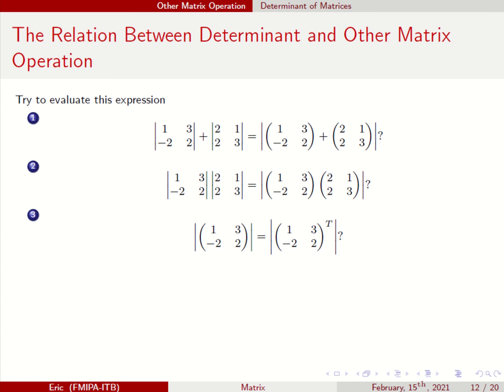Then you have the relation between determinant and other matrix operations. If you have this, do you have this? If you have the determinant of this plus the determinant of this, is it the same as the determinant of the addition of this? Try to do this, yeah. What about the multiplication? Is determinant times determinant equal to the determinant of the multiplication? What about the transpose? Is it the same? You have to try it by yourself. Some are not the same, some are the same.